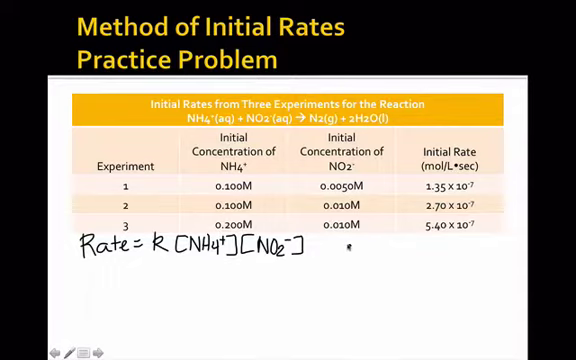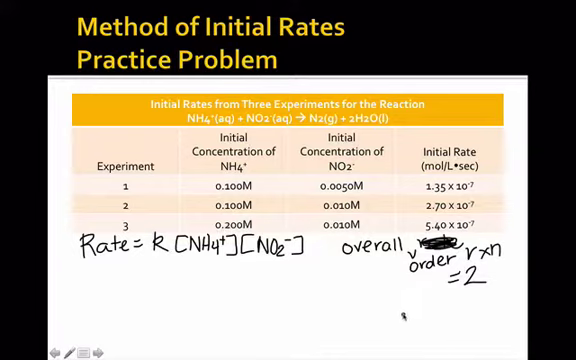The next thing you need to be able to do is figure out the overall order of the reaction. And what you do with that is you just add up your powers. So 1 plus 1, the overall order for this reaction would be a 2 because we just add up the powers of those reactants. So there's that.